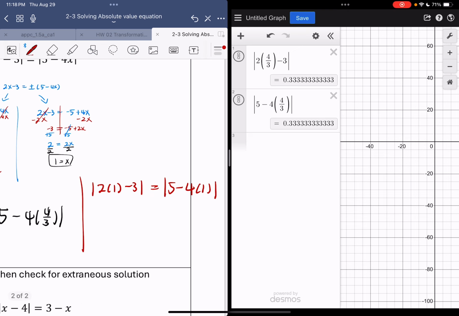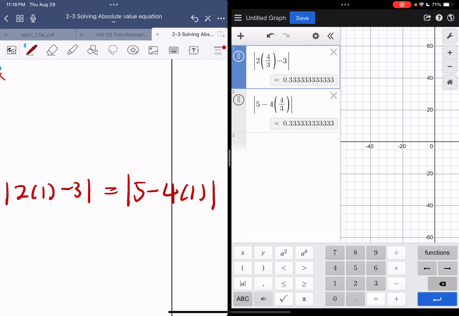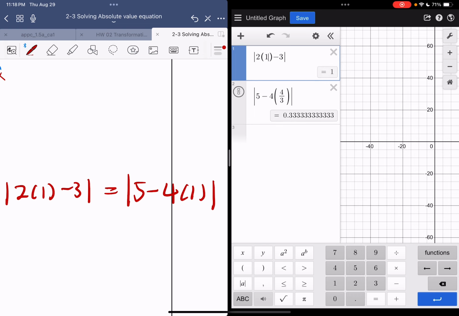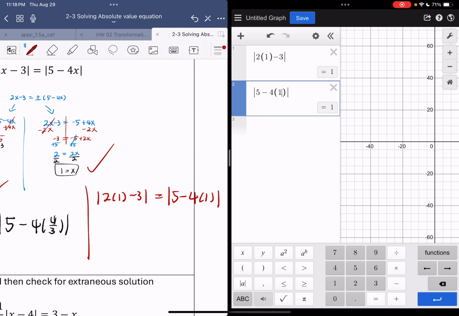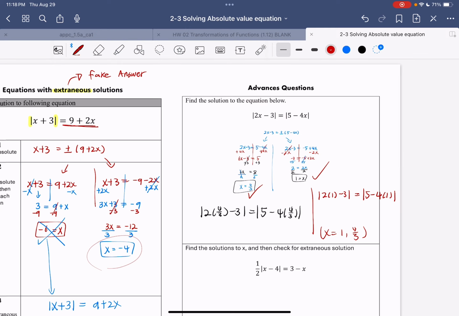What if I put 1? So here, I don't have to rewrite everything. I'm just changing this 4/3 into 1. Are they equal to each other? Gotcha. Yeah. So in this case, we have two solutions. So x equals 1 and 4/3. So we're happy right now because of this.